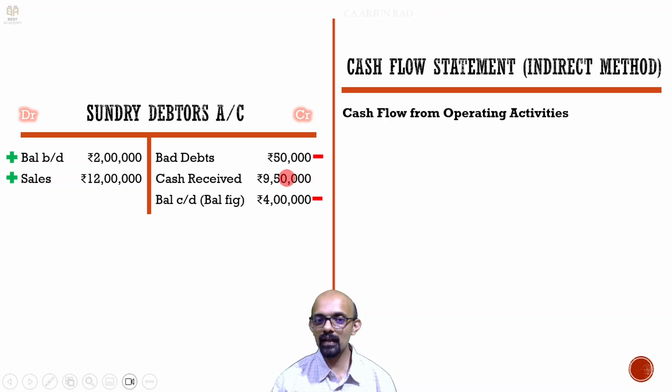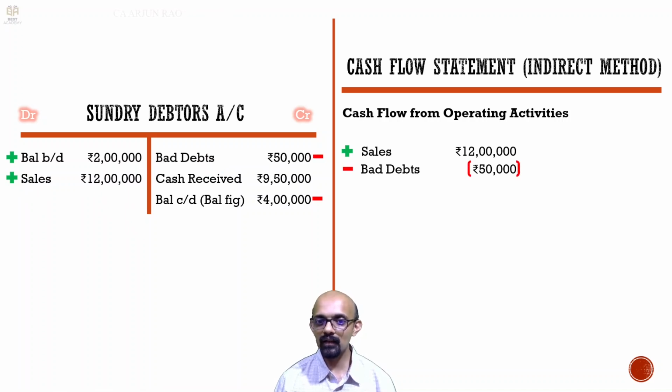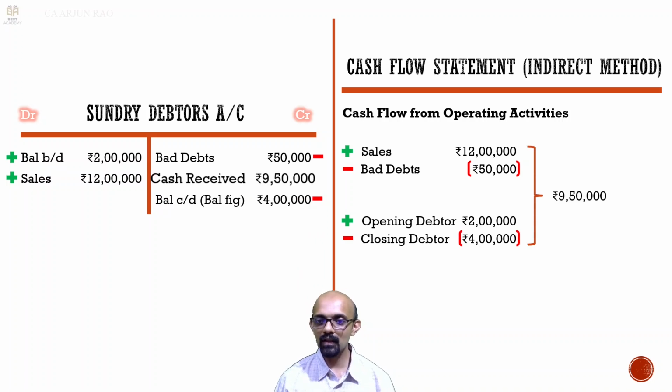So how do we get plus 9,50,000? 2 plus 12 minus 50,000 minus 4 lakhs. If you do 4 lakhs plus 50,000 minus 12 minus 2, you are not going to get plus 9,50,000; you are going to get minus. So opening balance of debtor will be added, closing balance of debtor will be subtracted, sales is added, and bad debts is subtracted. Sales added, bad debt subtracted, opening debtor added, closing debtor subtracted. If we do this in the cash flow statement, indirectly we get 9,50,000, right?